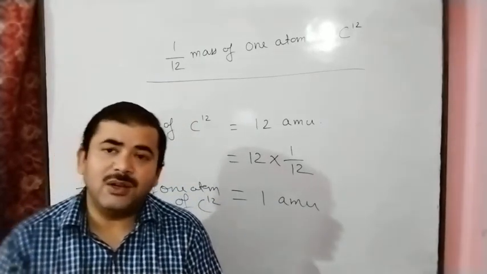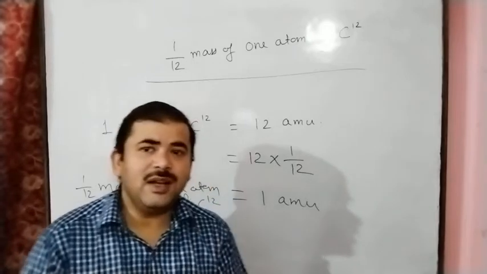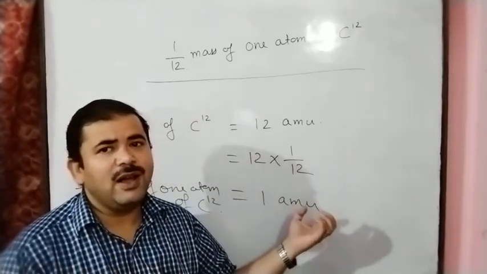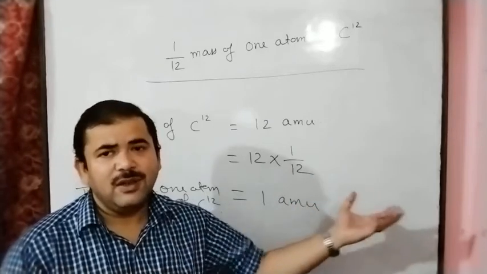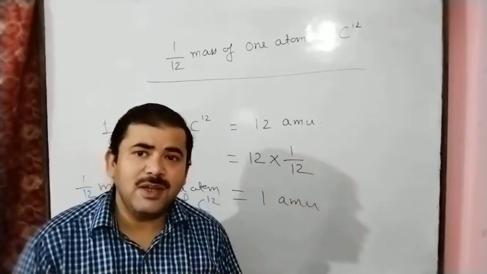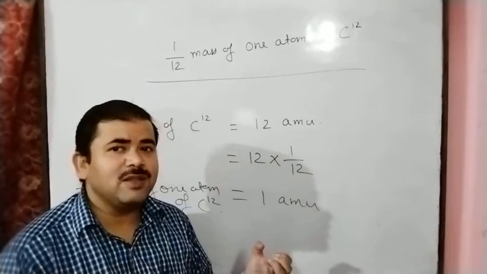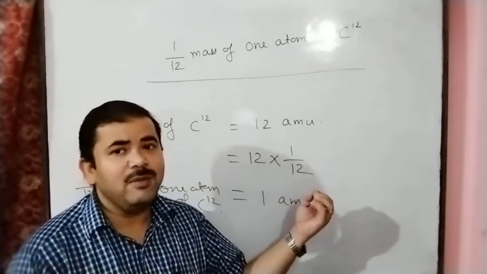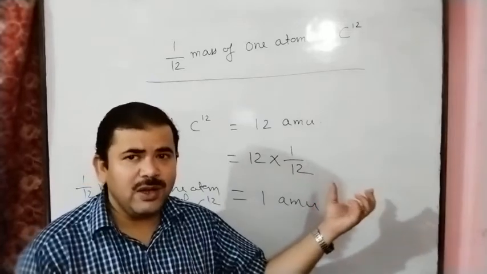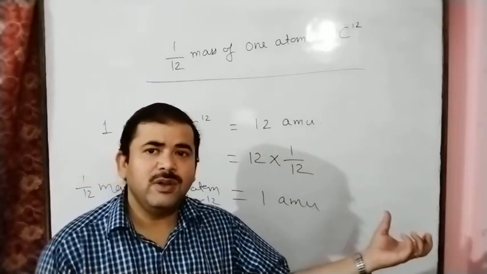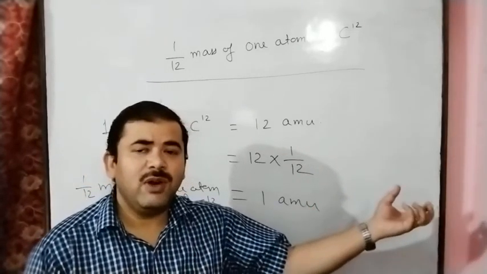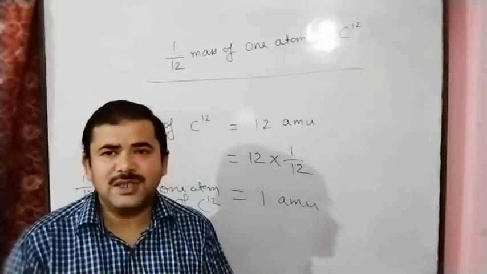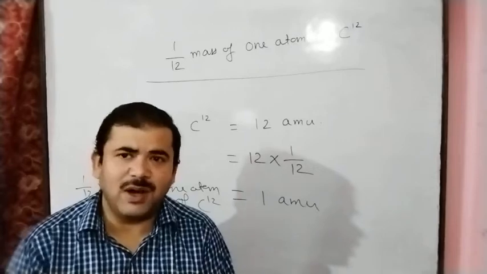Relative atomic mass means we are comparing one atom's mass with another atom. And relative molecular mass means we are comparing one molecule of an element or one molecule of a compound with 1/12th mass of one atom of carbon-12. So this is called the relative molecular mass.